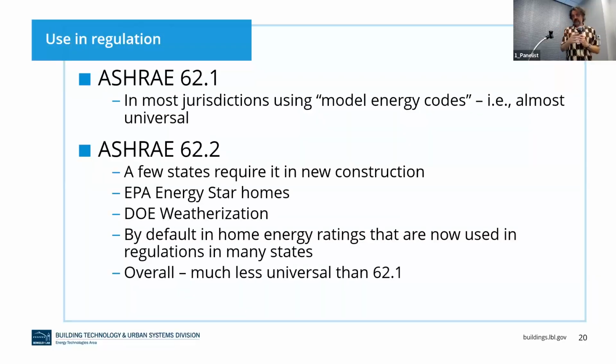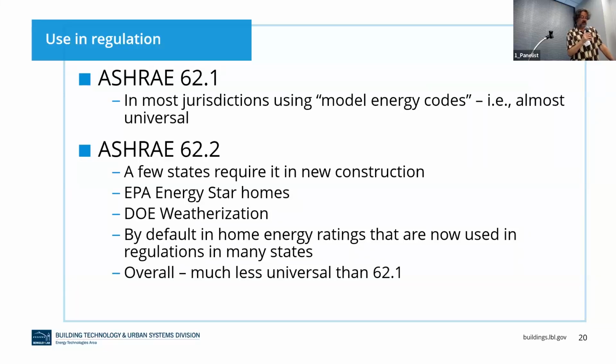And I will finish up here by pointing out something that is a big difference between these two standards, at least in the US. ASHRAE 62.1 is the non-residential part. It's basically used in almost all jurisdictions in the US. It's embedded in what we call our model energy codes. They basically require that you comply with this when you build a commercial building. And I would say it's almost universal in the US for commercial buildings that they have a designed ventilation system.